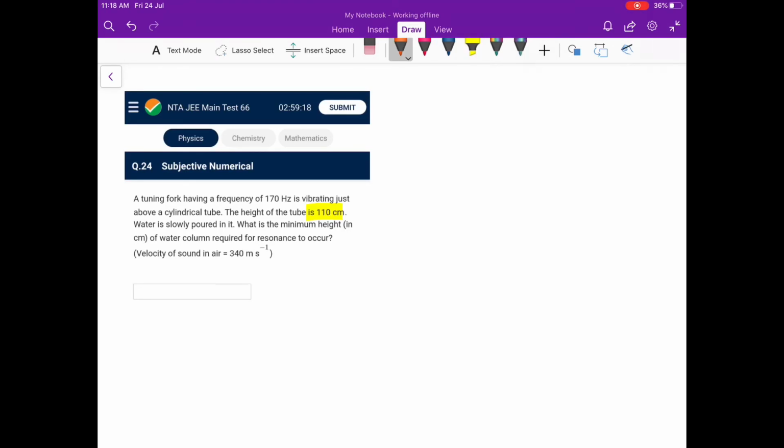So what you know for resonance, (2n plus 1) v by 4L should be equal to 170, and this L is the length of the air column. So we have to check the length of the water column. Minimum height of water means maximum length of air. So length of this air column, we will have (2n plus 1) v, which is 340, upon 4 into 170. So this is (2n plus 1) by 2.